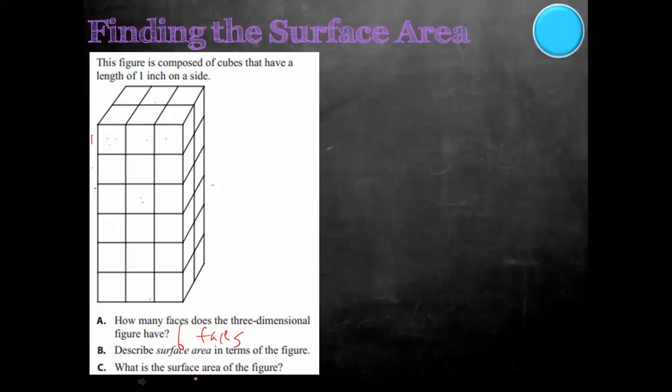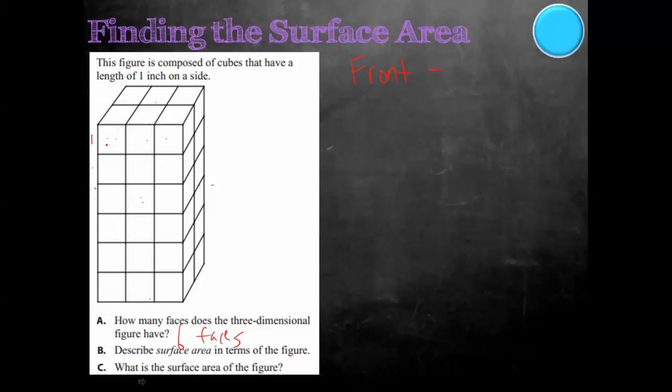When we're describing surface area in terms of the figure, okay, what you're doing is just telling me how you're going to find the surface area. So what you would say is you're going to find the area of each one of the 6 faces and then add them up. So that's what we're going to do here when we find the surface area of each figure. Okay, so let's start with the front.